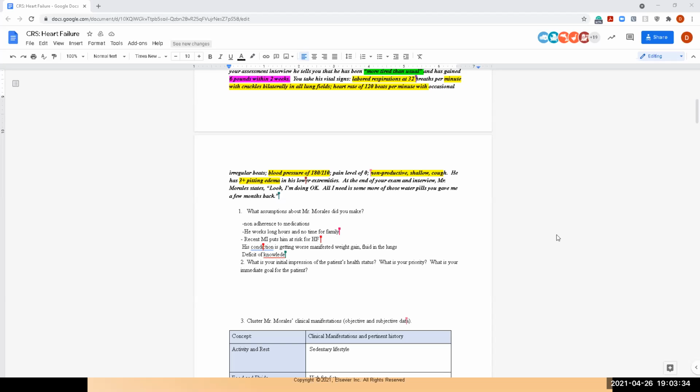And that kind of answers our next question, right? What's our initial impression of his health status? I think we've kind of said not great, right? He's, let's see, recent MI puts him at risk for heart failure due to weakened heart contractility. Good. Deficit of knowledge. Armel, you want to expand on that?